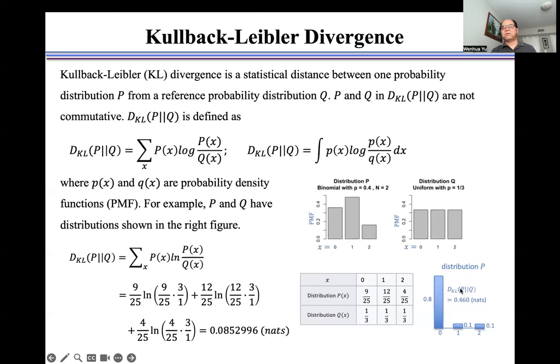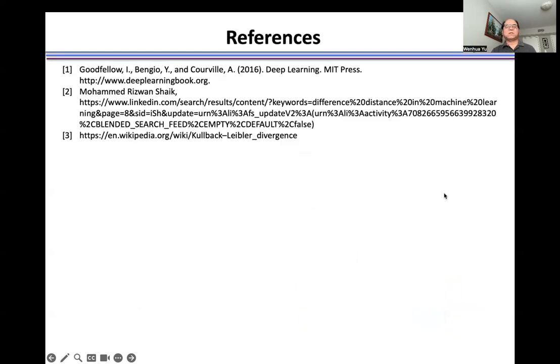If P has a different distribution, for example, 0.8 at 0, 0.1 at 1 and 2, we use the same formulation to calculate KL-divergence. Its value is 0.460 knots. Namely, this distribution is closer to the reference distribution than this P, because this distribution has a smaller divergence from a reference distribution Q. For more details, please check with these references.